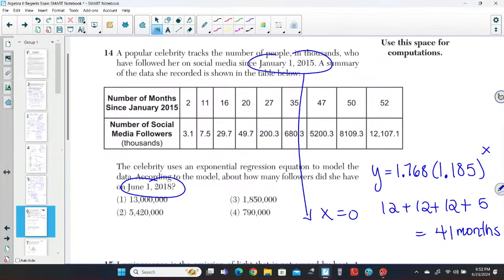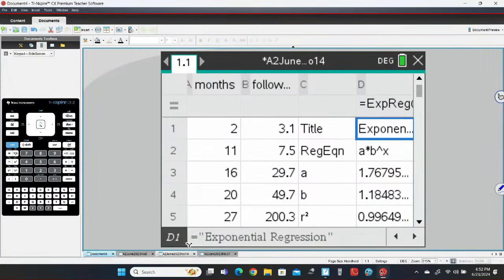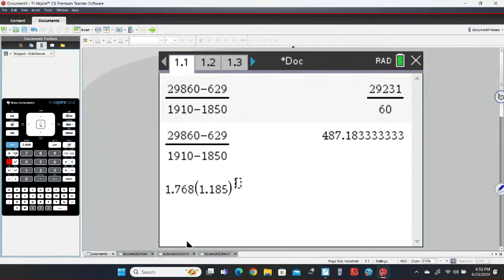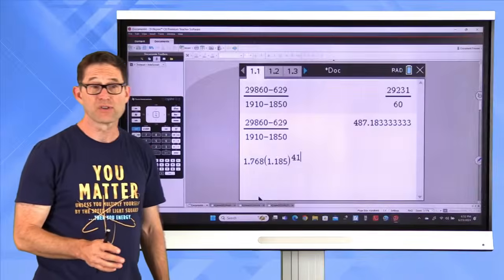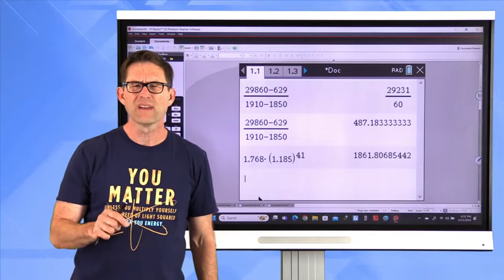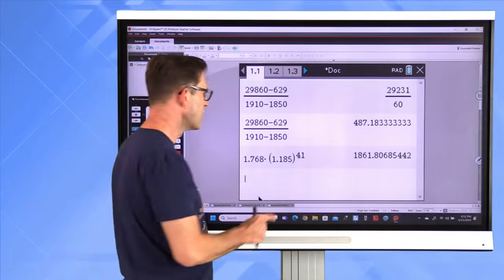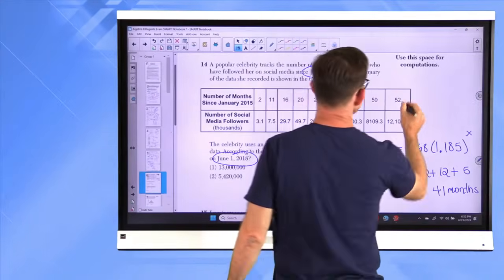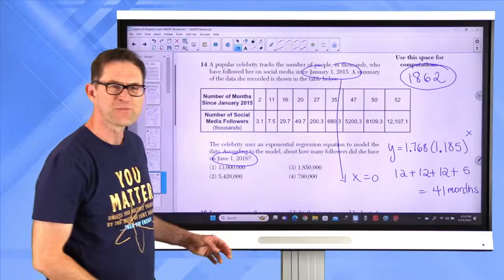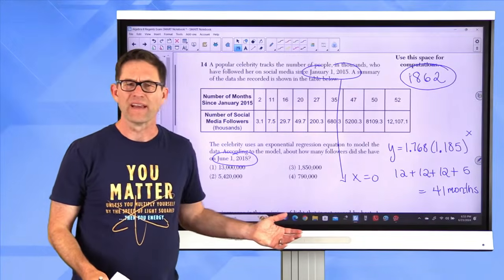All right, let me go back over to here. Let me just put this in. Now watch. Remember, x was 41. Remember, this won our award for biggest pain in terms of the problem. So there's our exponential regression equation, 41 months. And that's the answer. 1,861? That's weird. Let's go back to here. Actually, let me say 1,862. And then you look at this and you go, that's not one of the answers.